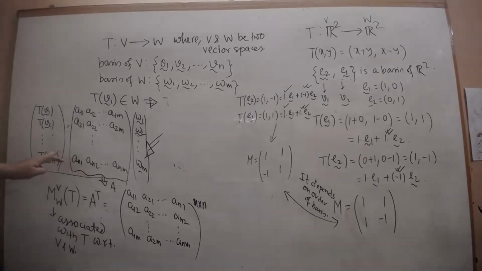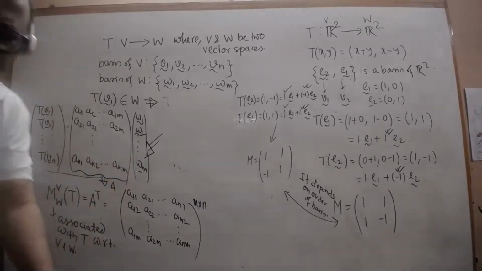Do you understand this thing, T(v1, v2, ..., vn) equal to A (w1, w2, ..., wn)?